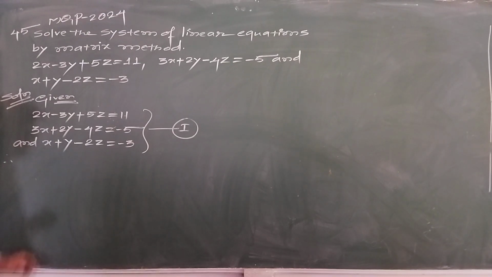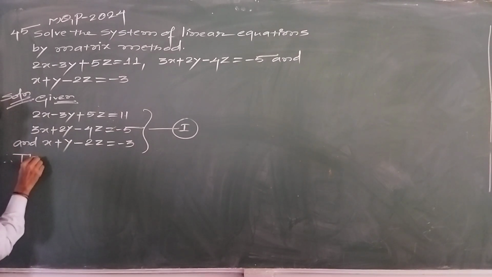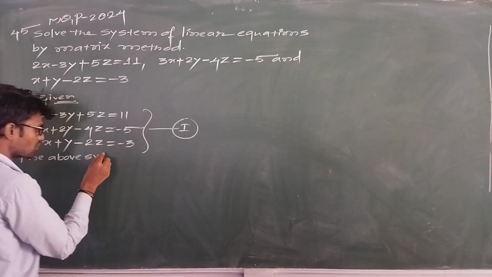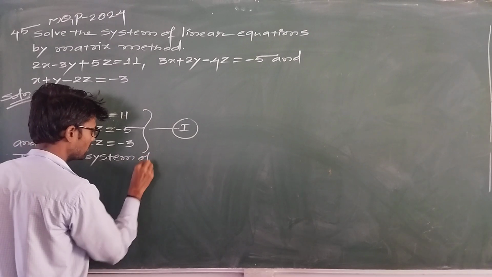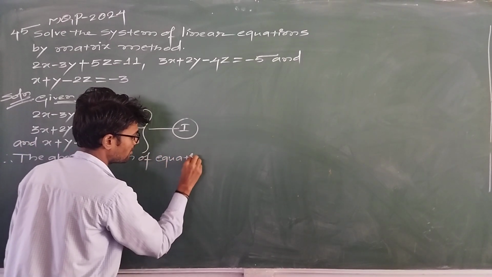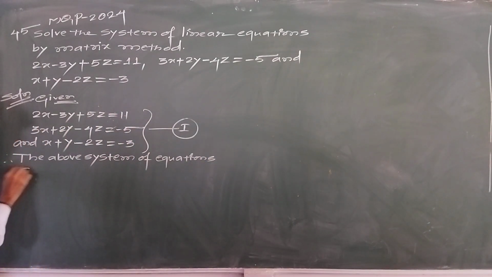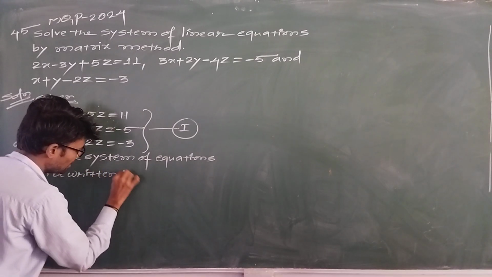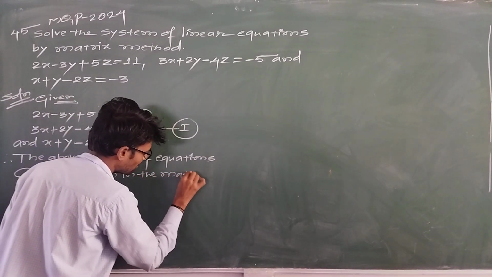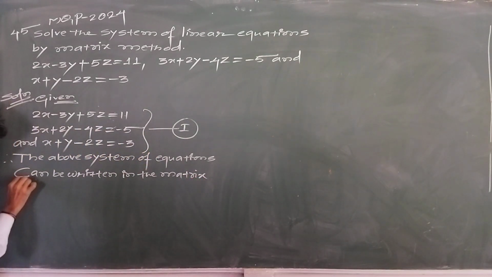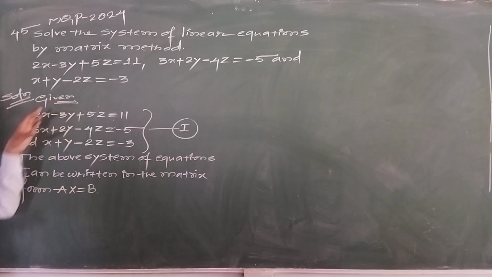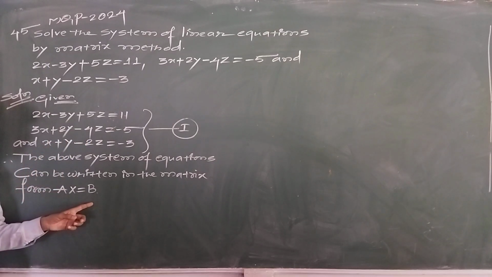Now I will write this system of equations in the matrix form Ax equal to B. The above system of equations can be written in the matrix form Ax is equal to B. So this system of equations I am writing in the matrix form Ax equal to B.